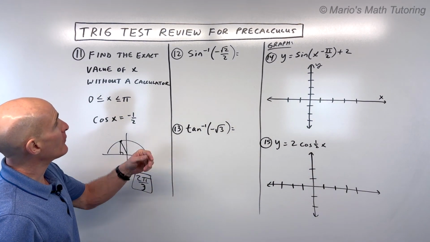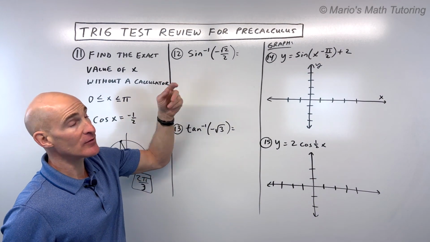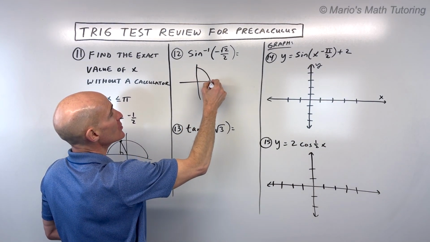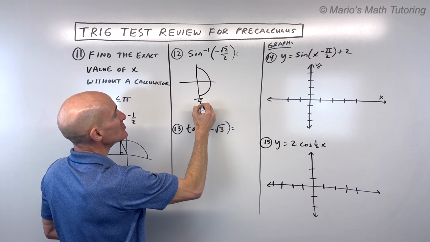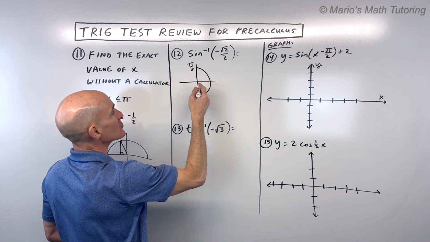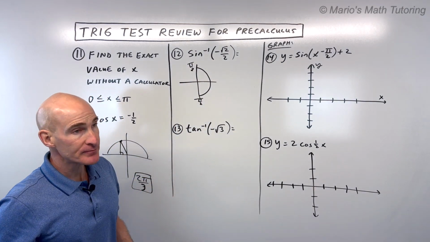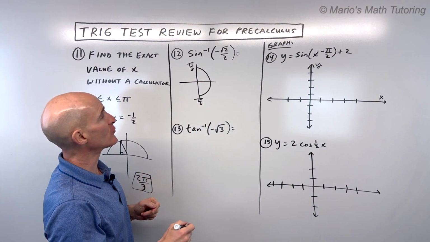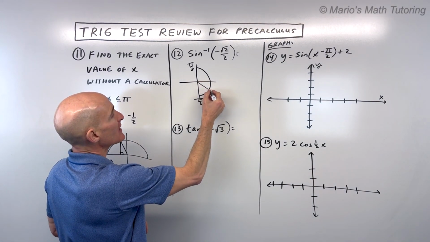Now for number 12, what's the sine inverse of -√2/2? Remember, when you're finding the sine inverse, you're restricted from -pi/2 to +pi/2. So you're in these two quadrants. So sine is the y-coordinate on the unit circle. Where is the y-coordinate -√2/2? That's going to be right here.